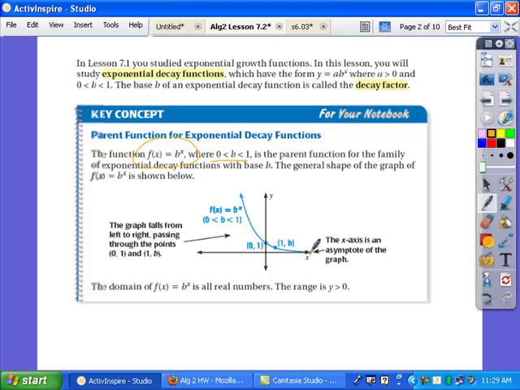Again, we have an asymptote. The x-axis here serves as our asymptote. Again, the idea of that is that the graph gets closer and closer and closer to the x-axis, but it never actually gets there.